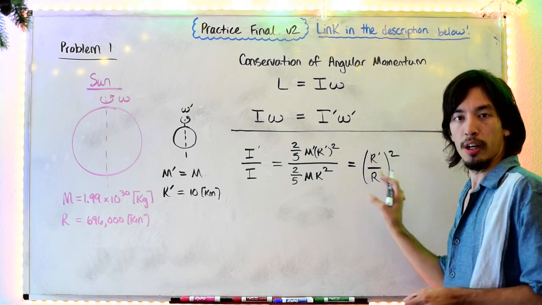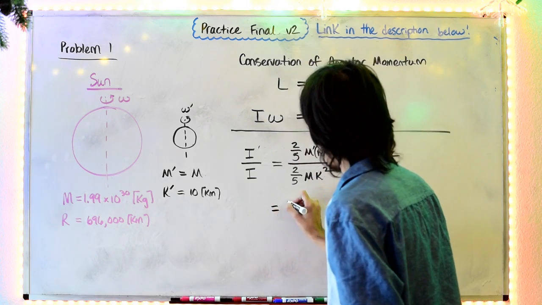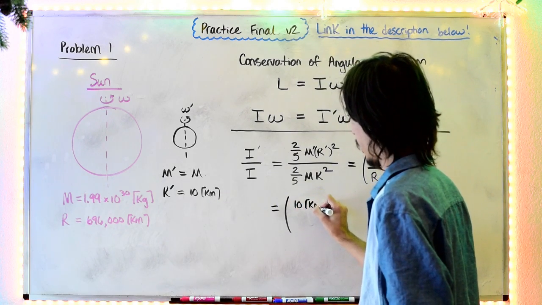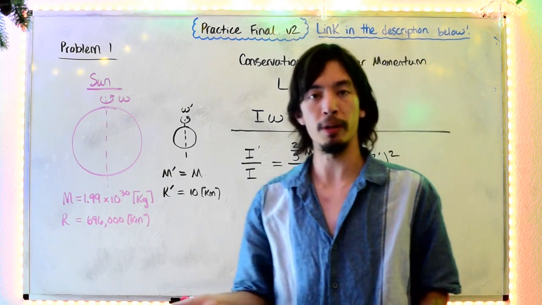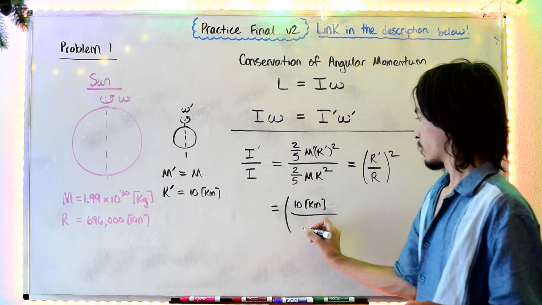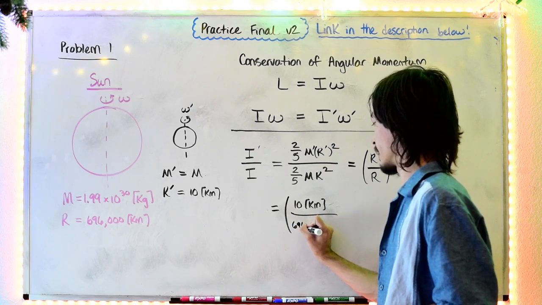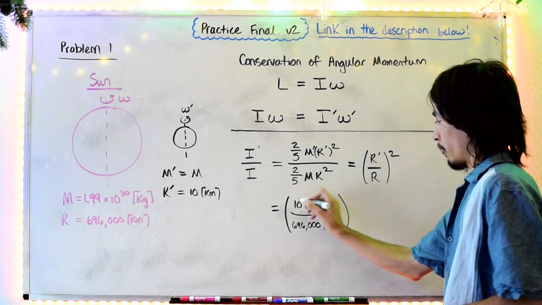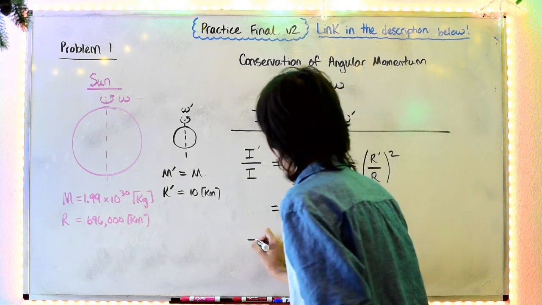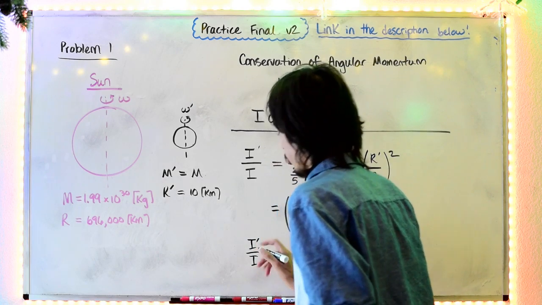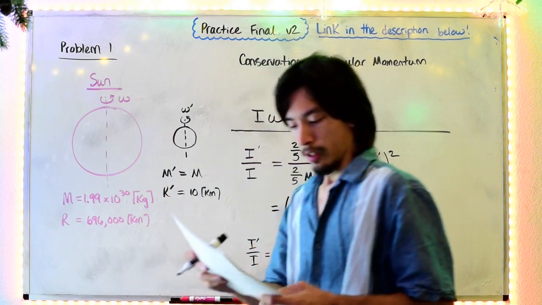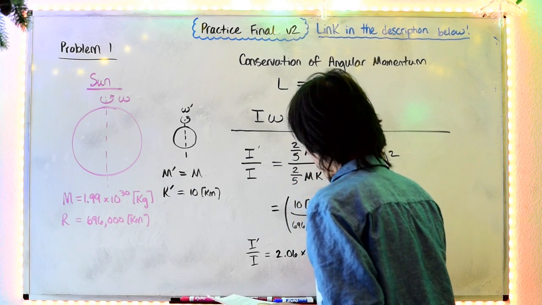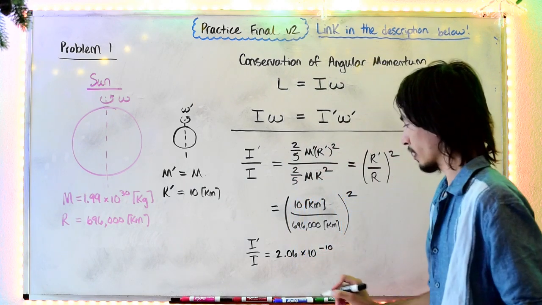And we just plug in each of the two radii. So we just say that the radius of the neutron star is 10 kilometers. We can leave it in kilometers because they're both expressed in kilometers and they just cancel out. So it's 10 over 696,000. You could put it in scientific notation if you wanted to. Take that ratio and don't forget to square it, so that you get the ratio of the moment of inertia. I calculated this earlier, it is 2.06 times 10 to the minus 10th.